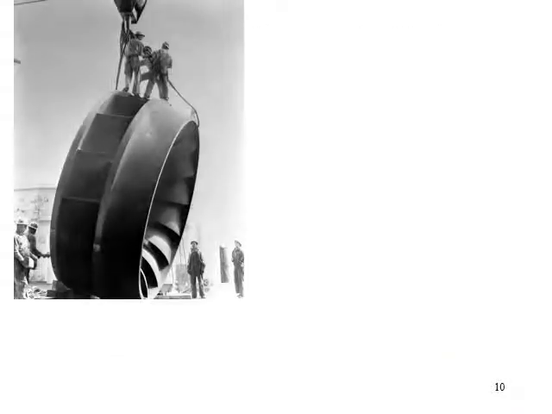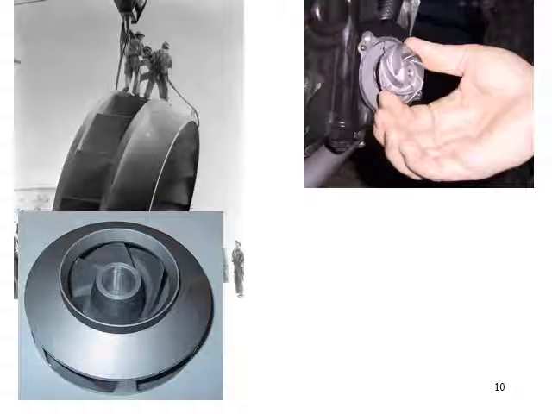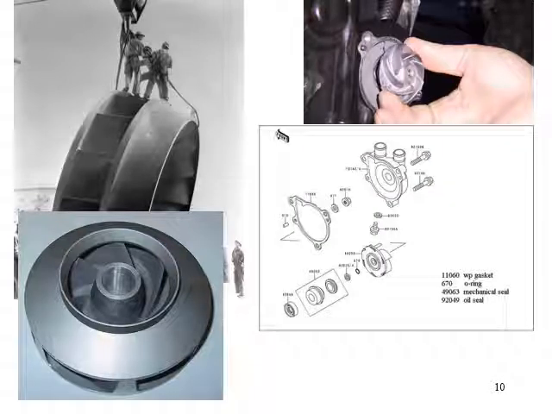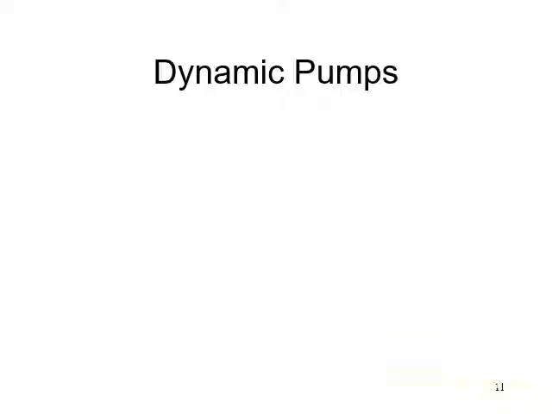This figure shows the construction of the impellers of the pumps. Different types of impellers are used. Very small, similar impellers are used in the water pumps of an engine. And this one shows the detailed components of the centrifugal pump. Next, dynamic pumps. The example for dynamic pumps is the centrifugal pump.